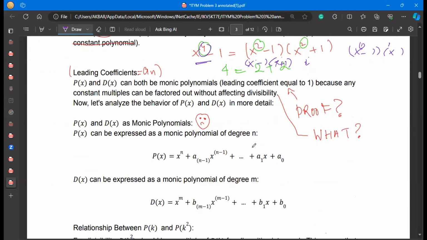And I was surprised to see that all of a sudden p of x and d of x start to be monic polynomials. I don't know.